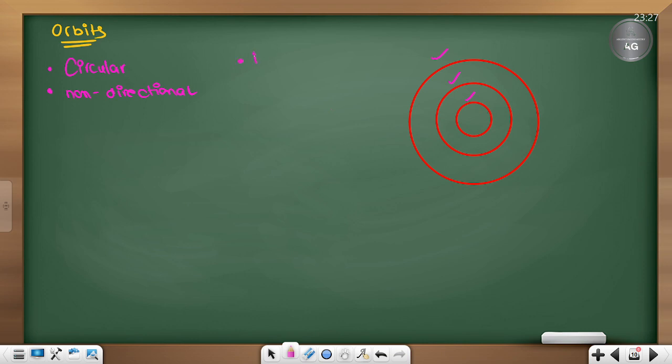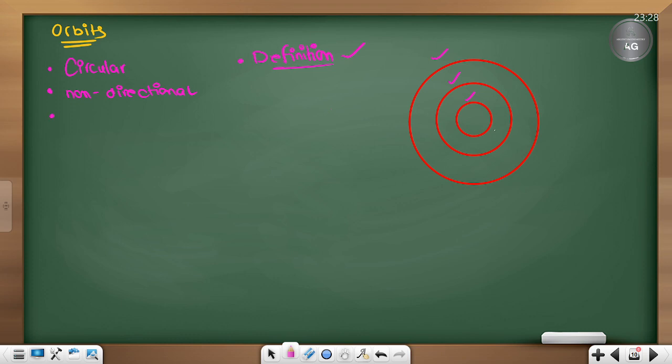Another point that you will be writing, not me, is the definition of orbits. What is the definition of an orbit? The well-defined circular path in which an electron can revolve. Rotate would be a bad word, so revolve only. Electrons can revolve around the nucleus in Bohr's model. Clear? So that you will be writing, I am not writing. Then circular, non-directional. Clear or not clear? Any doubt?